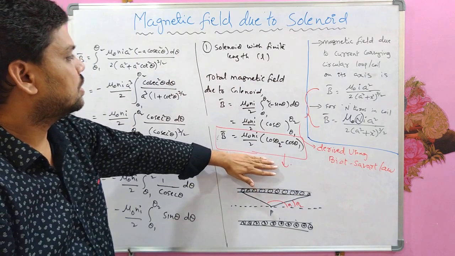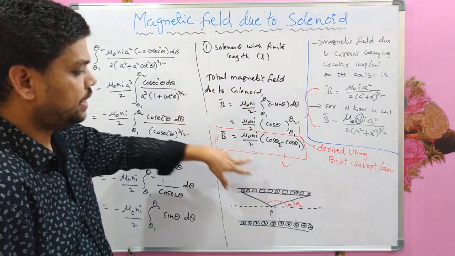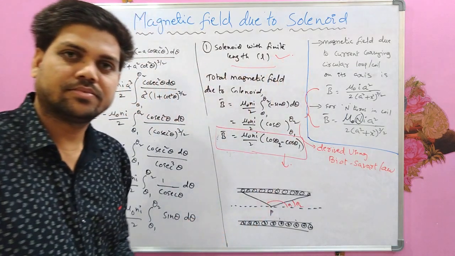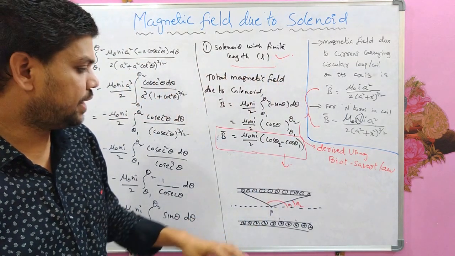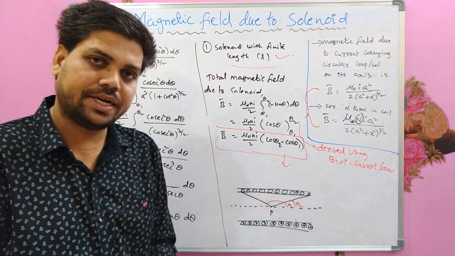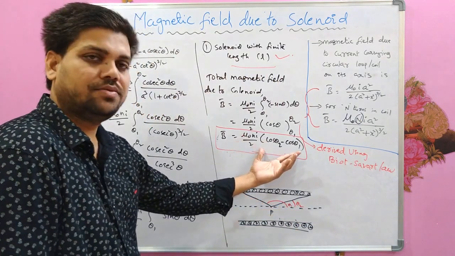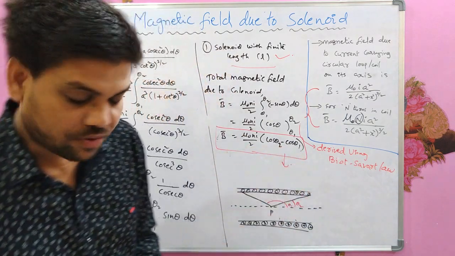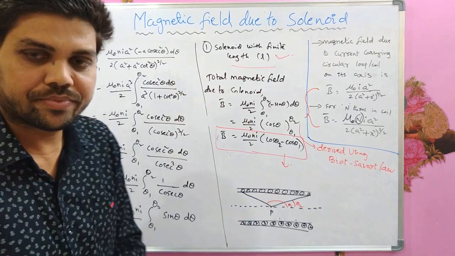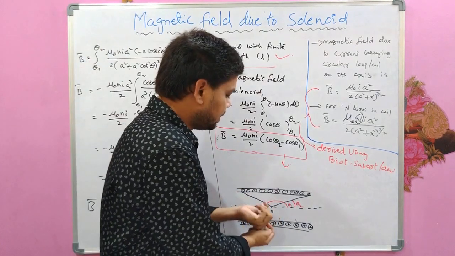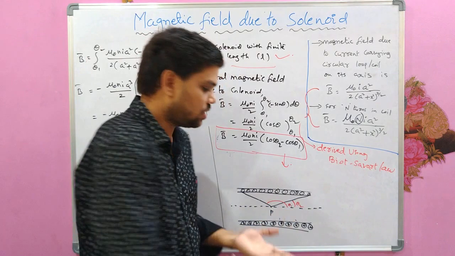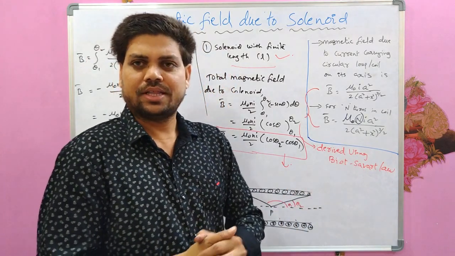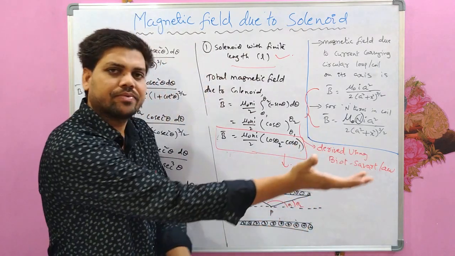What is this now? The magnetic field due to a solenoid of finite length. Depending on the values of theta 1 and theta 2, this will change. Okay, so this is this. Then what is the direction of it? This is the magnetic field at this point P, which is on the axis of the solenoid. What is the direction of it? The direction is very simple.